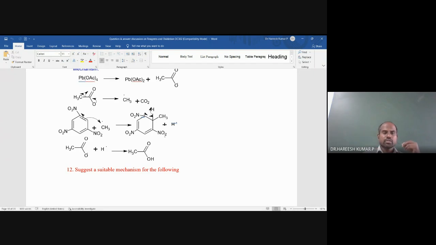And of course, this is a termination reaction. Acetyl radical can react with hydrogen radical, forming a neutral product called acetic acid.